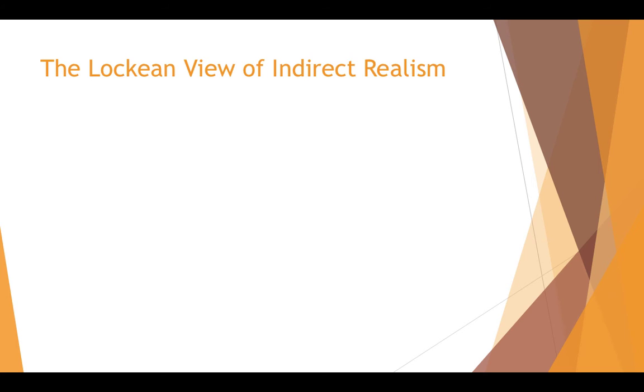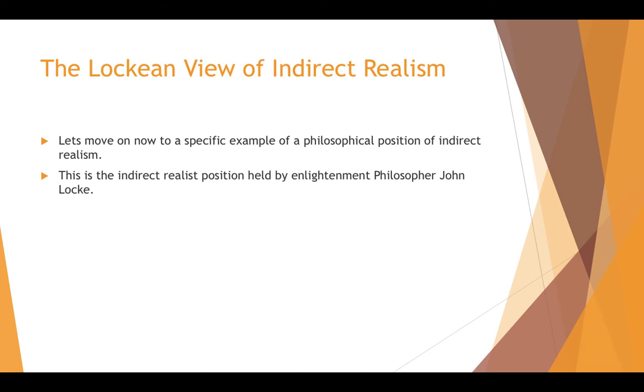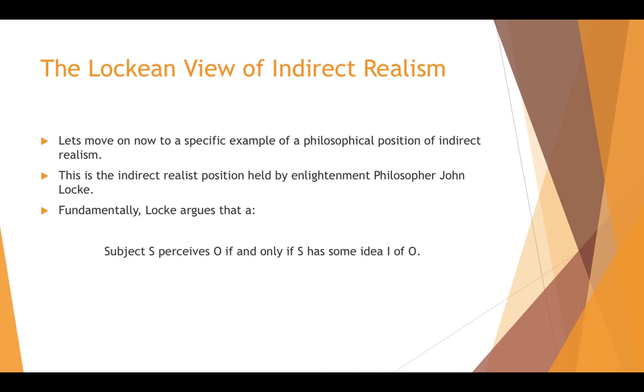This ties into the Lockean view of indirect realism. This is a specific example of a philosophical position, and it comes from the Enlightenment philosopher John Locke, and he fundamentally argues that a subject S perceives O, an object, if and only if S has some idea I of O. That sounds very confusing when you're reading it out loud. So a subject perceives an object if and only if the subject has some idea of that object.